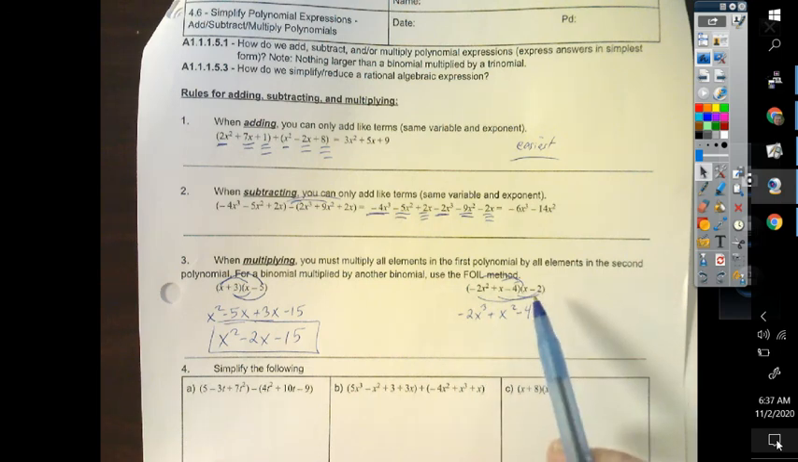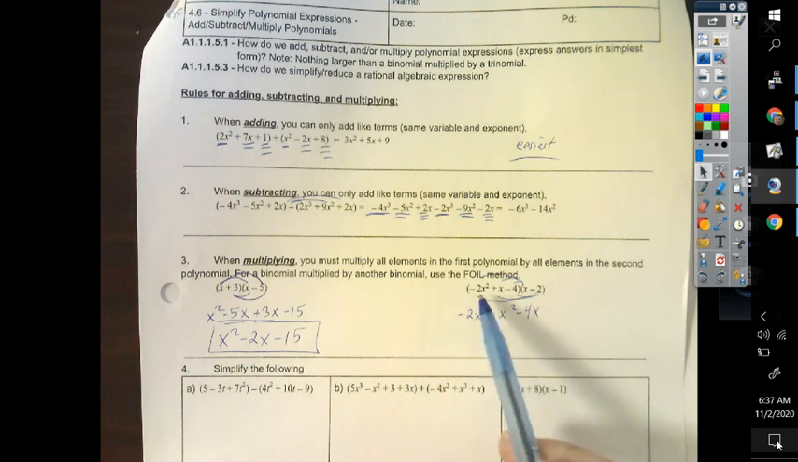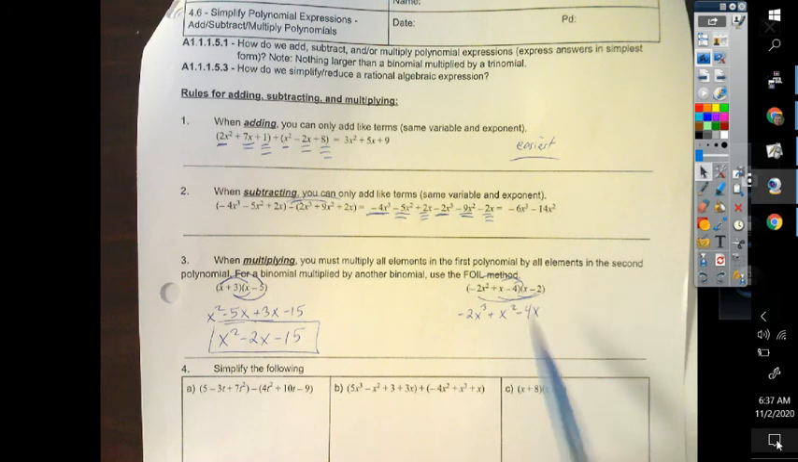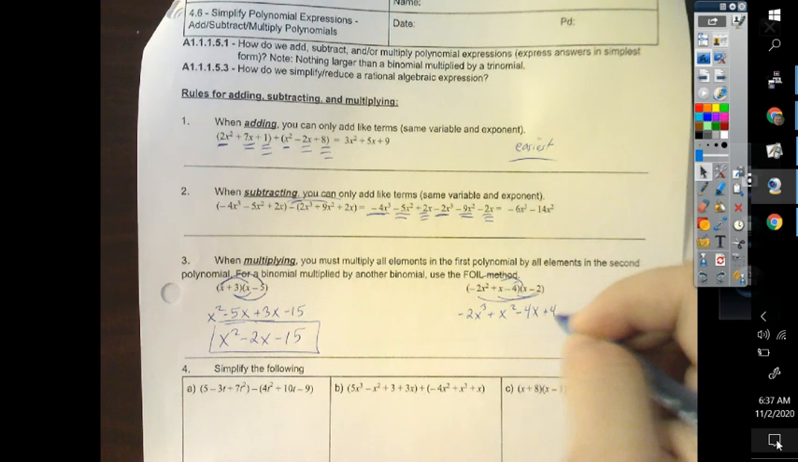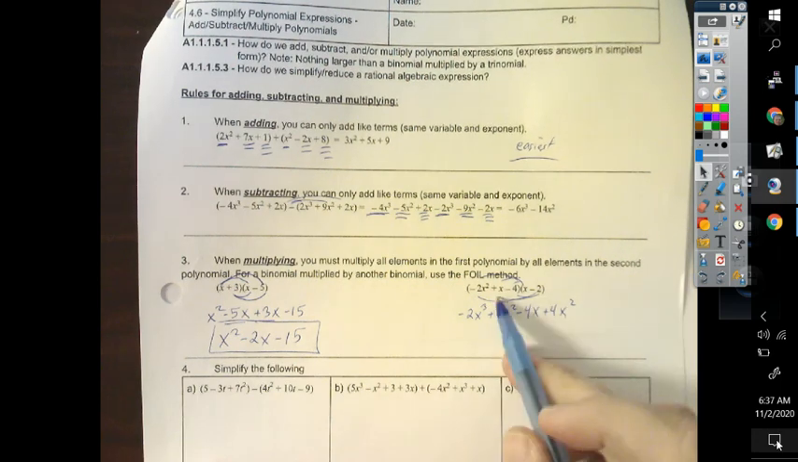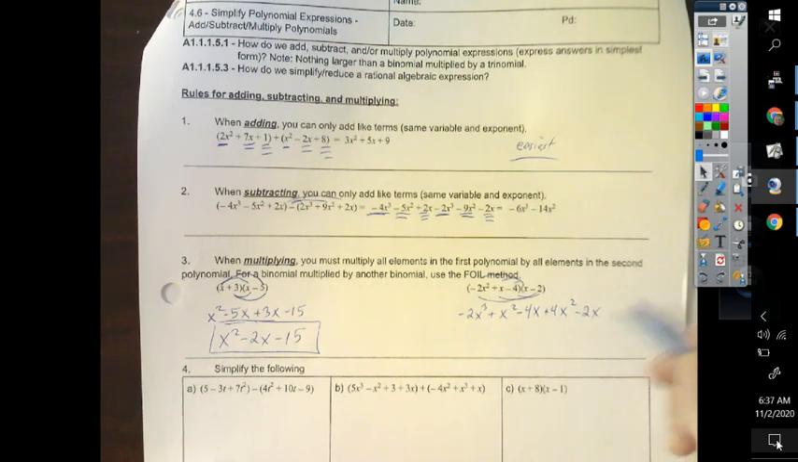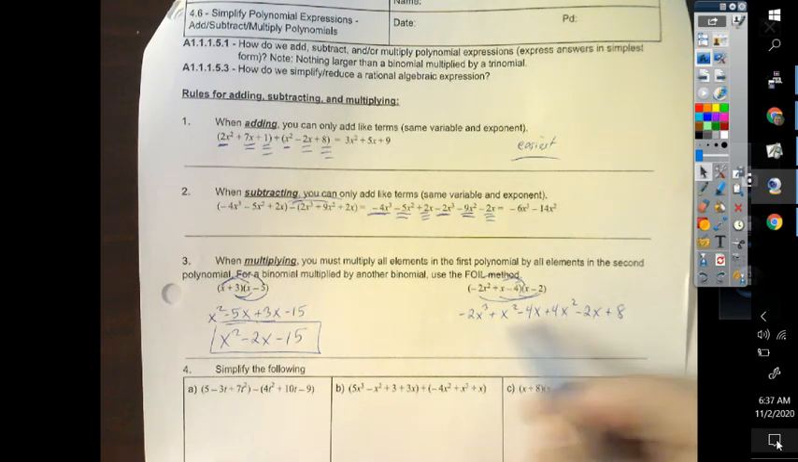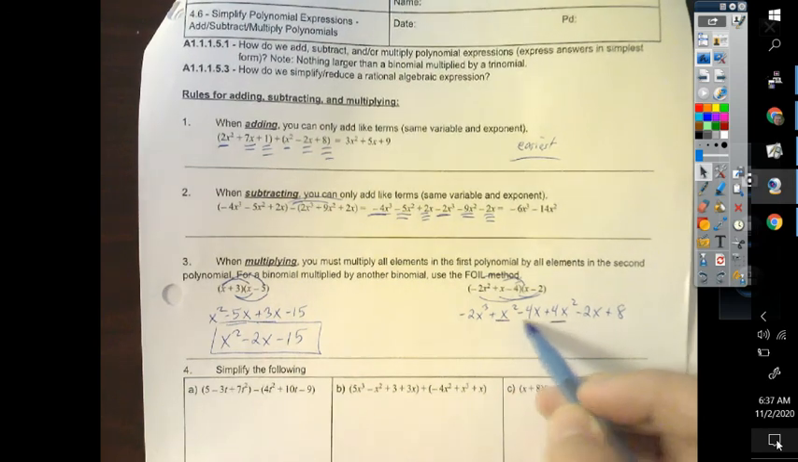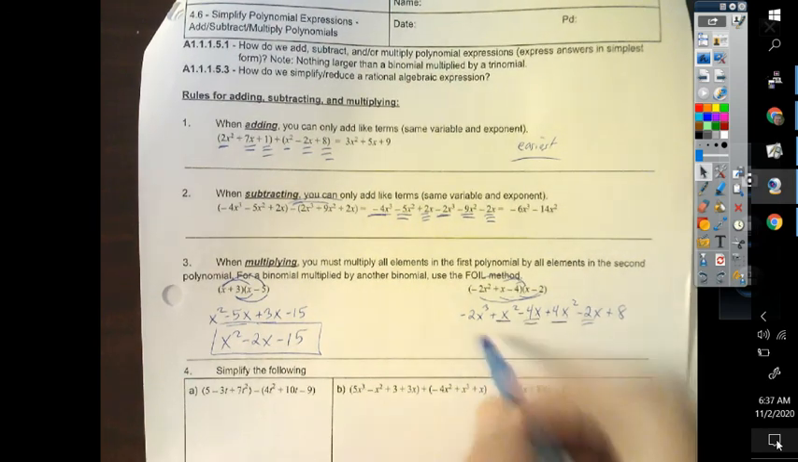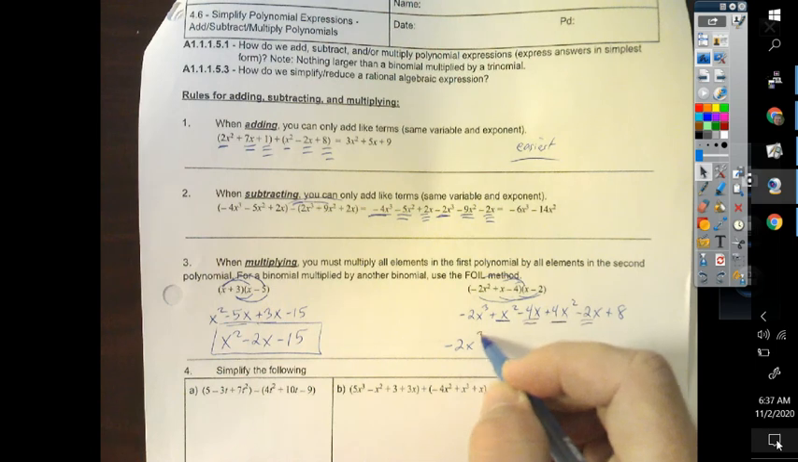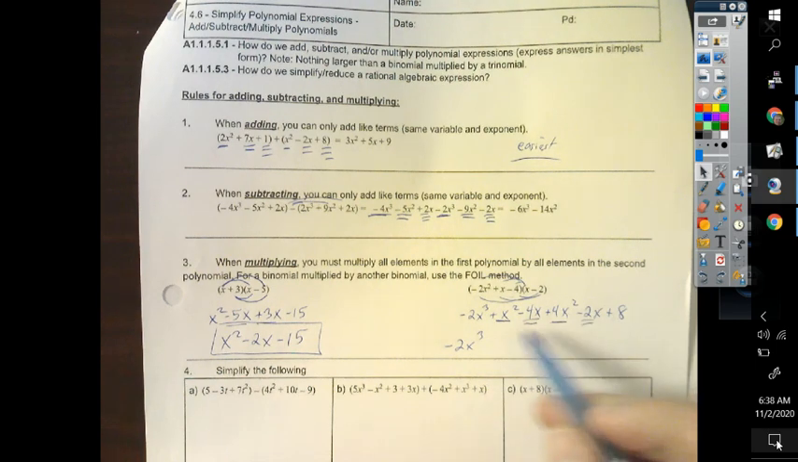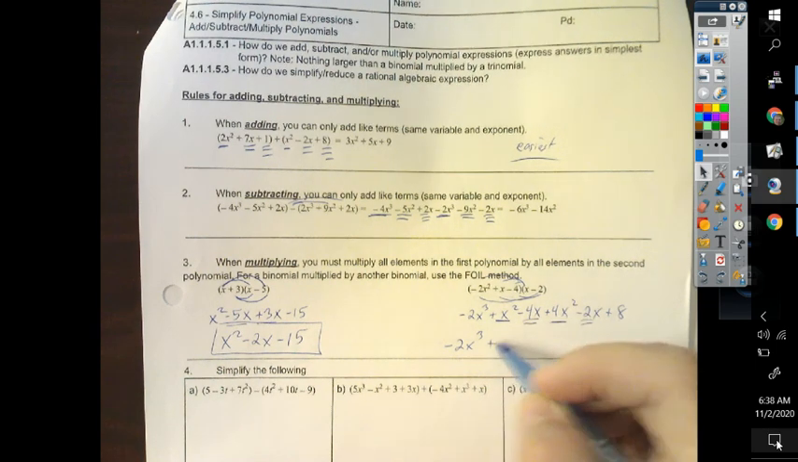Next, I'm going to multiply the negative 2 in. Negative 2 times negative 2x squared is a positive 4x squared. Negative 2 times x is minus 2x. Negative 2 times negative 4 is plus 8. Okay, so now I'm combining like terms, x squareds, x's. So this negative 2x cubed is by itself. X squared plus 4x squared is 5x squared.